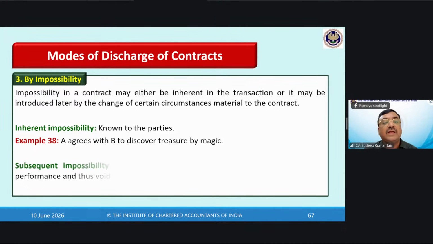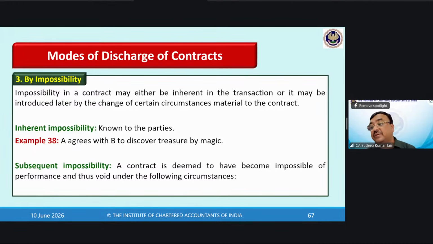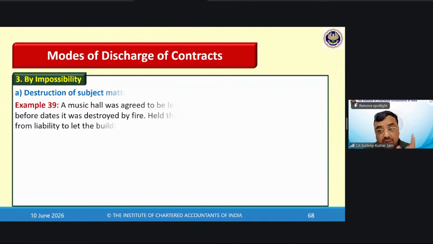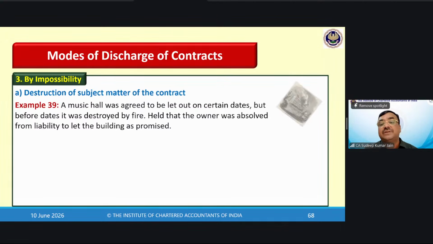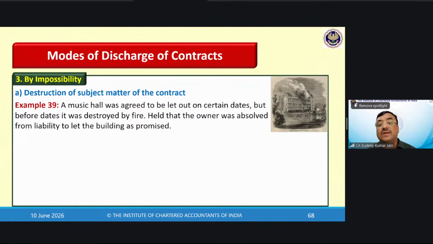Suppose A agrees with B to discover the treasure by magic. Subsequent impossibility: a contract is deemed to have become impossible of performance and thus void under the following circumstances. Subsequent impossibility means impossibility arises after the contract. See, the destruction of the subject matter of the contract.